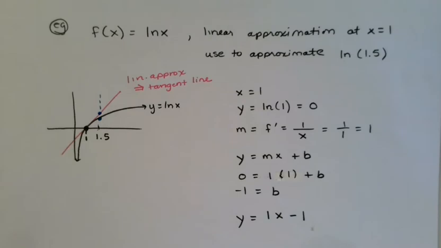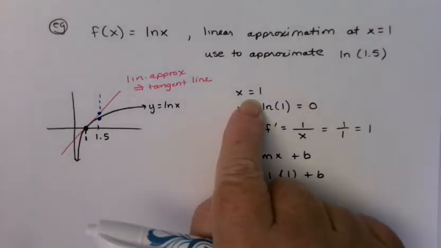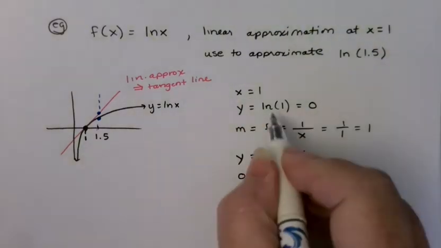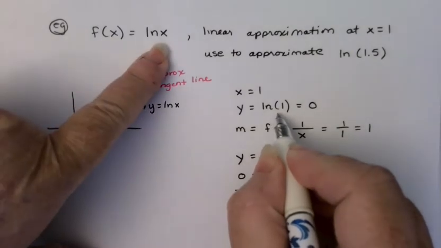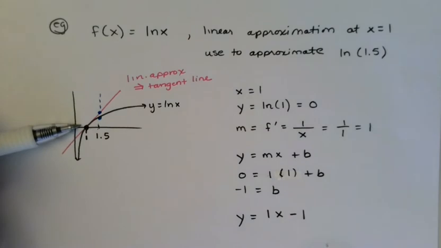So let's just go through a quick example to remind you how you found linear approximations, also known as the equation of the tangent line. In this case, I specifically wanted the linear approximation at x equal 1. So my x value is 1. I can get the y value just by plugging x equals 1 into my function. So the natural log of 1 is 0. And that's actually my point of tangency right here on the graph of y equals ln x, the point 1, 0.